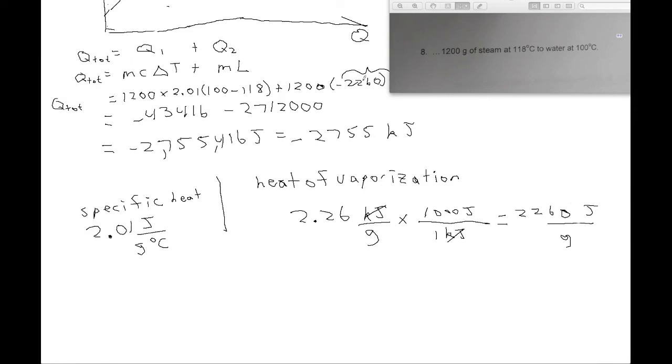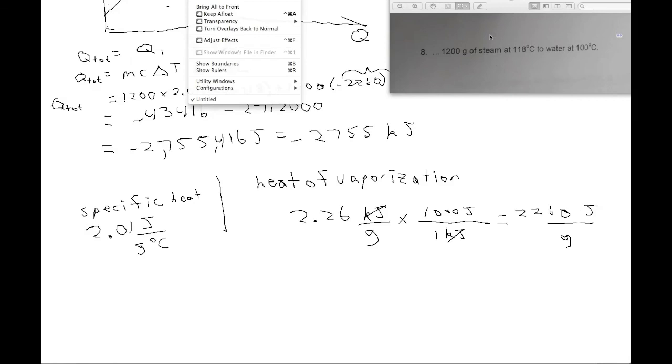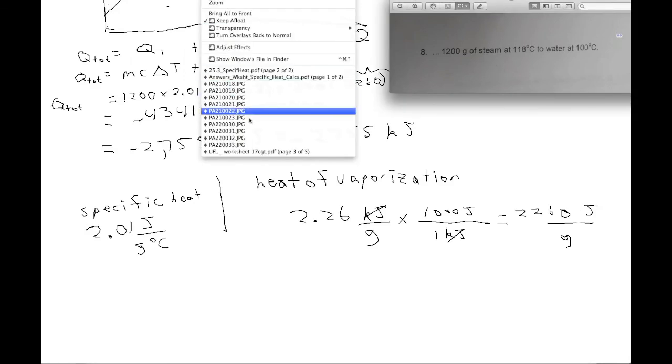Joules per gram, which is the number that we were given here anyway. And then everything would come out in joules, which matches the specific heat. So the thing that I'm warning you about is that the table your instructor gave you in this packet is a little bit unusual.